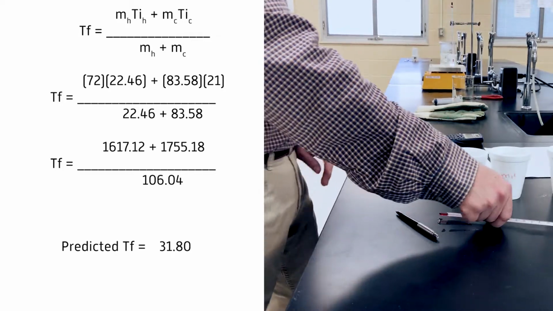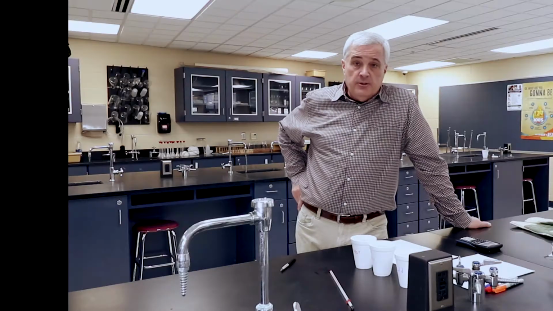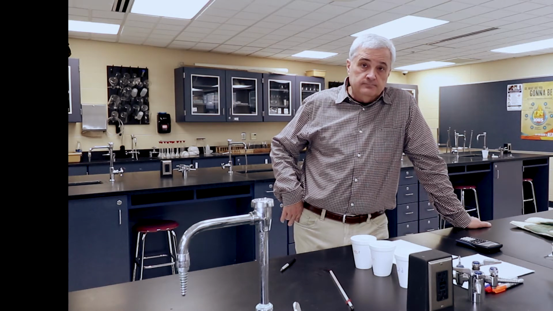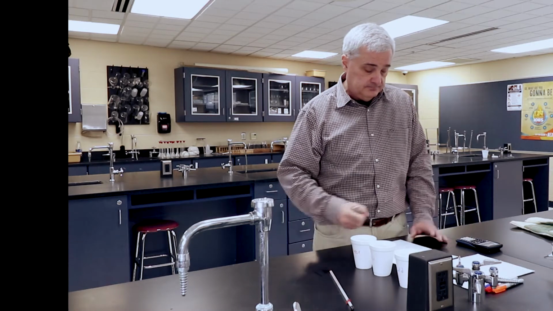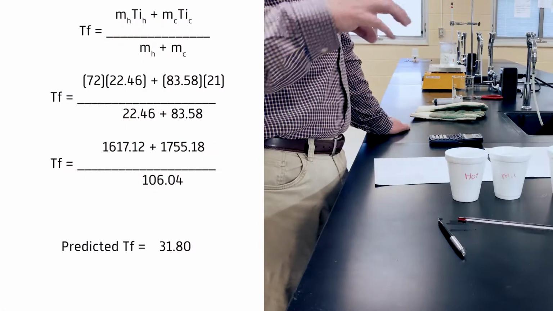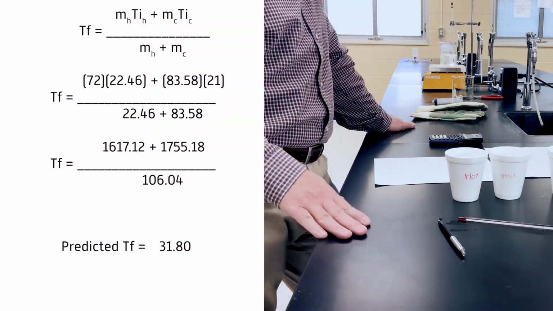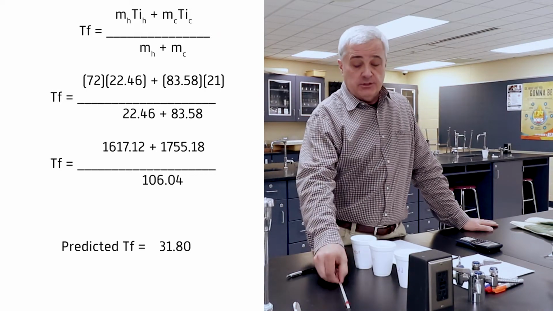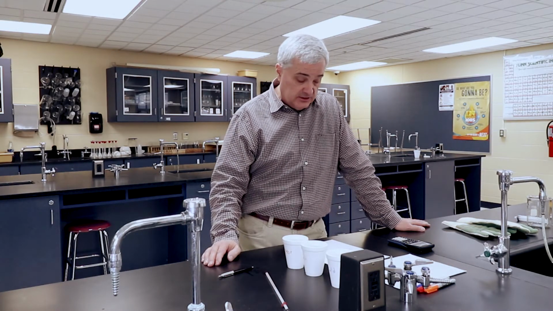Drum roll. What was the measured final temperature? The predicted final temperature was 31.80. Drum roll. The measured final temperature was 32 degrees. So the predicted temperature, based on the initial temperatures of the two, the mixture and the masses, was 31.80. The actual measured temperature on our thermometer, which is not broken down into tenths or anything, was 32.